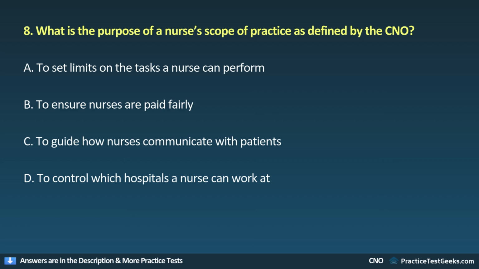8. What is the purpose of a nurse's scope of practice as defined by the CNO? A. To set limits on the tasks a nurse can perform. B. To ensure nurses are paid fairly. C. To guide how nurses communicate with patients. D. To control which hospitals a nurse can work at.